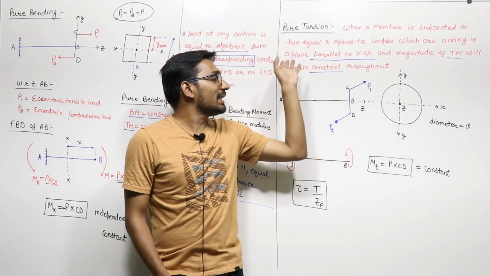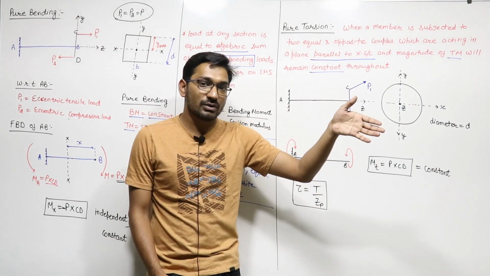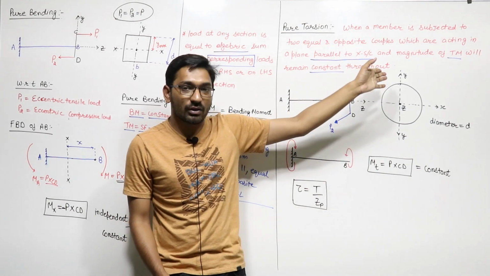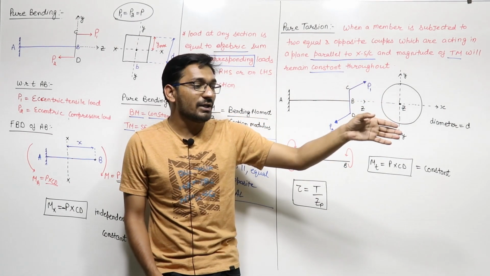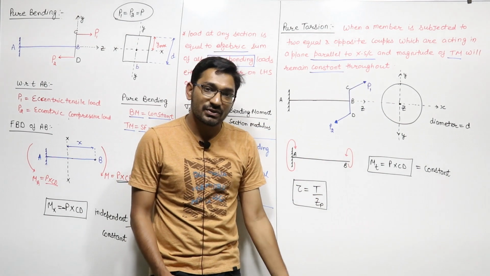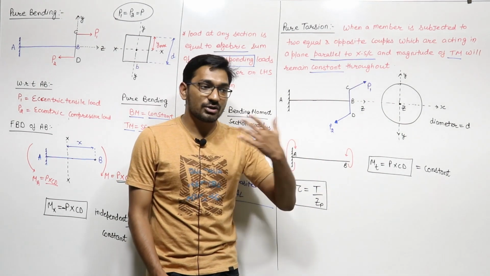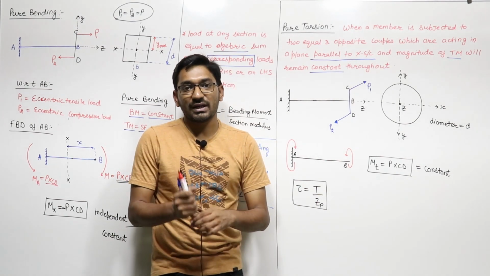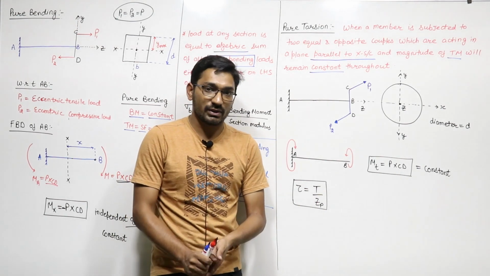When the couples are equal and opposite, acting in a plane perpendicular to the longitudinal axis or parallel to the cross section, and the magnitude of the twisting moment remains constant throughout the length of the member, then you can say that the shaft is subjected to pure torsion.